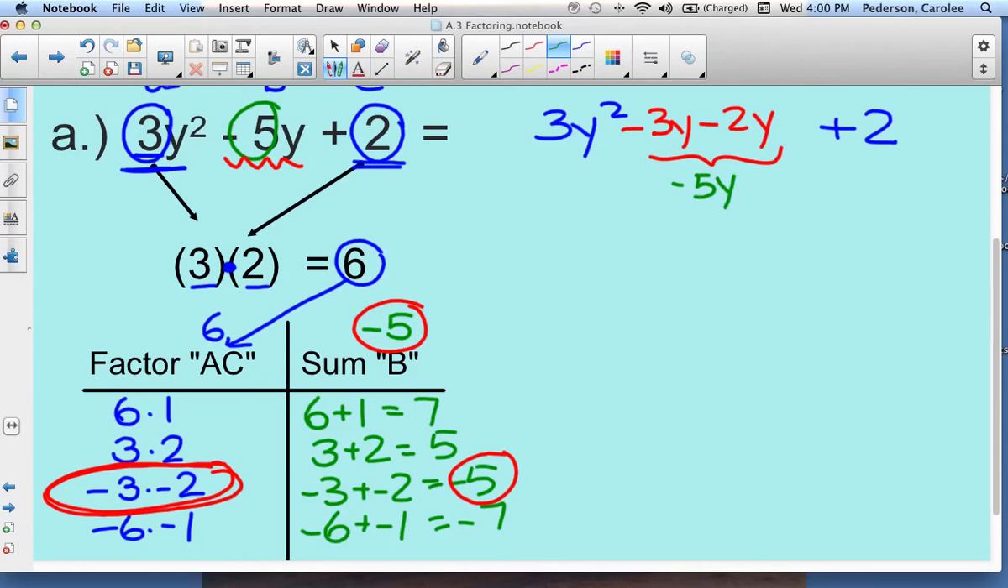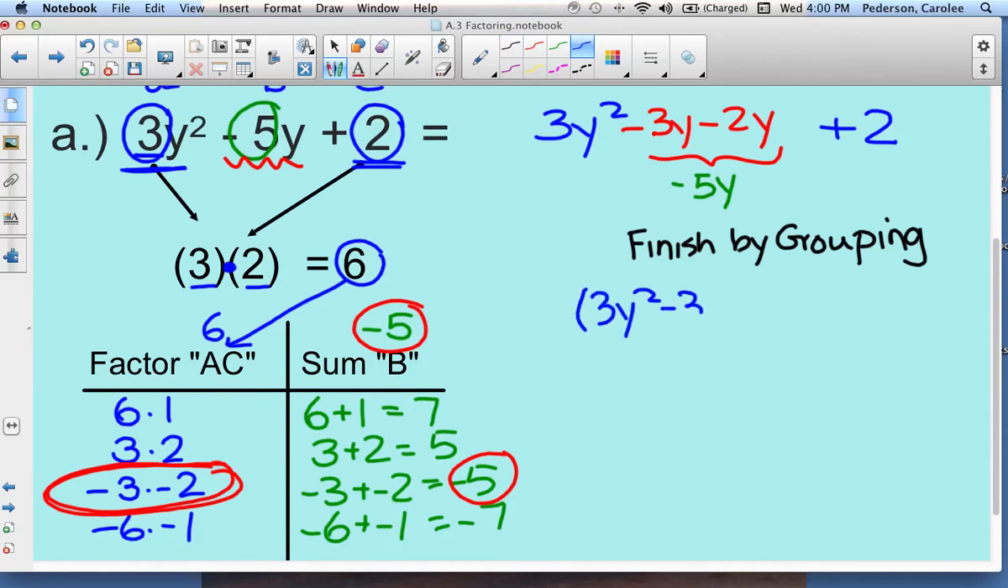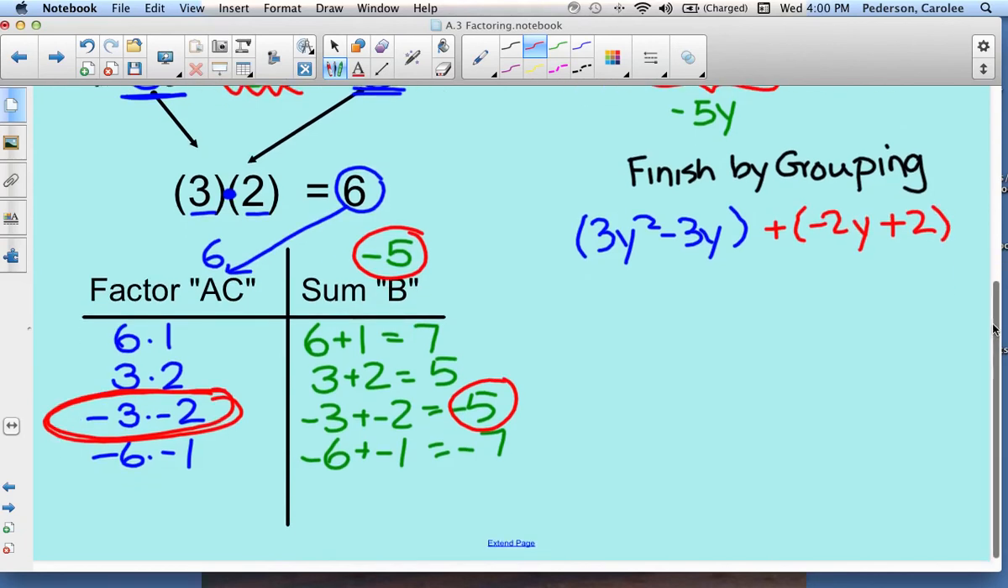So now I've converted this trinomial to a polynomial with 4 terms. You need to finish this by grouping. So I'm going to group the first 2 terms together. So I have 3y squared minus 3y, so that's these 2. And then I'm going to group these 2 together. -2y plus 2.